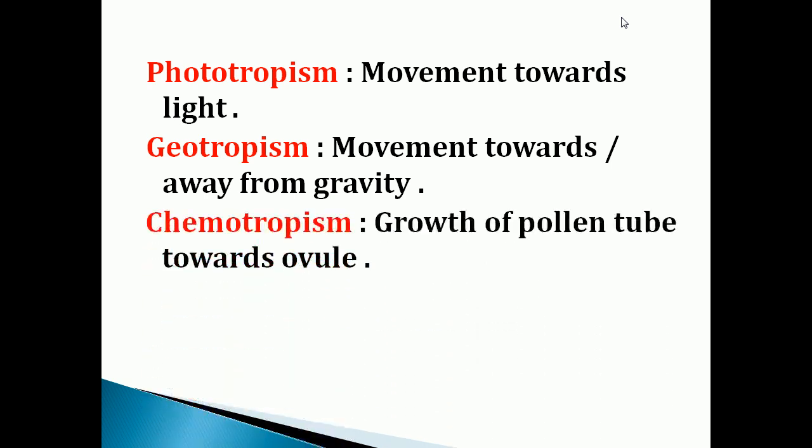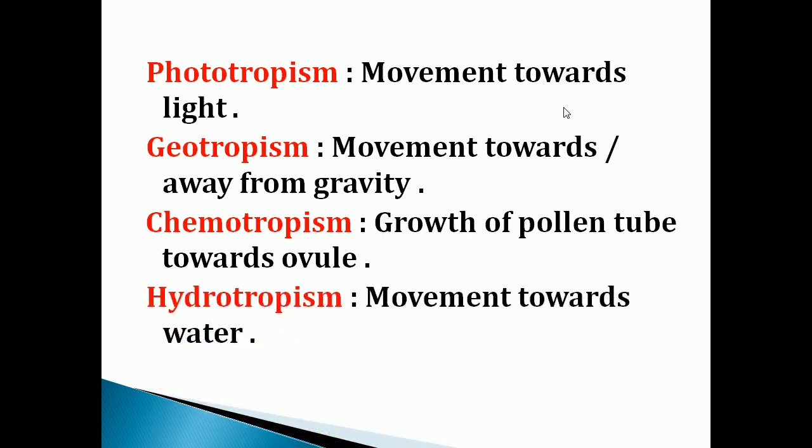Next movement is chemotropism. Chemotropism is due to a chemical reaction in the plant, causing growth of the plant towards one particular part. Here we can see the example: growth of the pollen tube towards the ovule. During fertilization we can observe the growth of the pollen tube towards the ovule. This is an example of chemotropism.